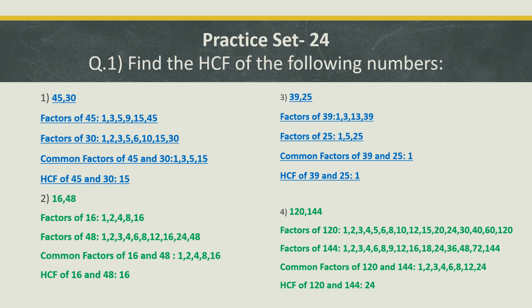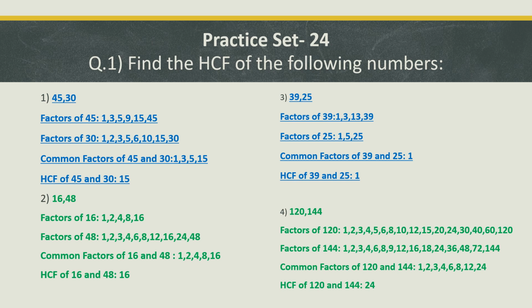That is, factors of 45: 1, 3, 5, 9, 15, 45. Factors of 30: 1, 2, 3, 5, 6, 10, 15, 30. So which are the common? 1 is common, 3 is common, 5 is common, and 15 is common. So HCF of 45 and 30 is 15.